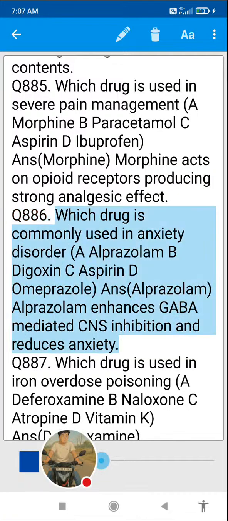Q886. Which drug is commonly used in anxiety disorder? A. Alprazolam. B. Digoxin. C. Aspirin. D. Omeprazole. Ans. Alprazolam enhances GABA-mediated CNS inhibition and reduces anxiety.